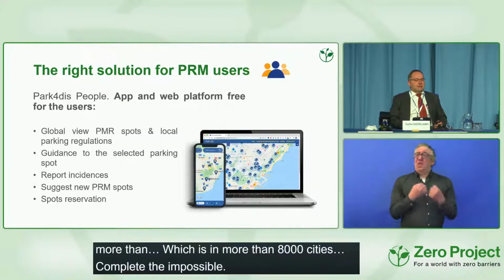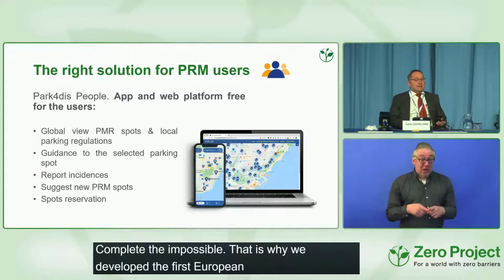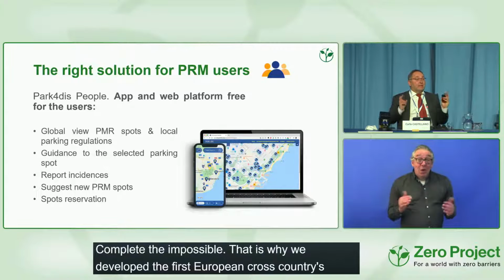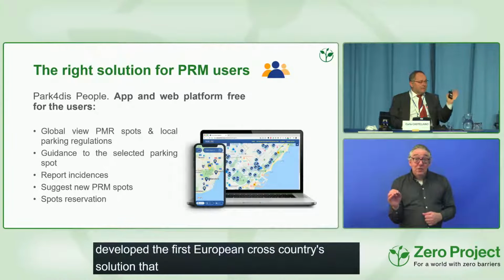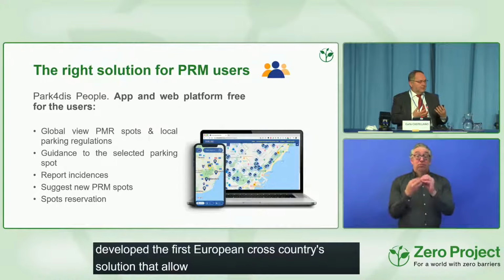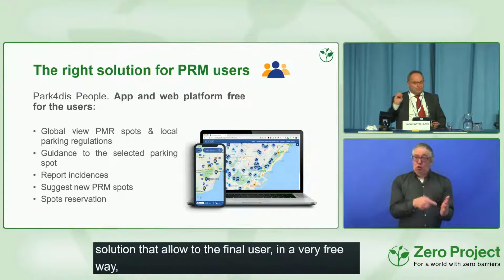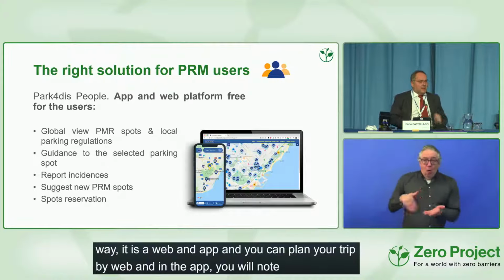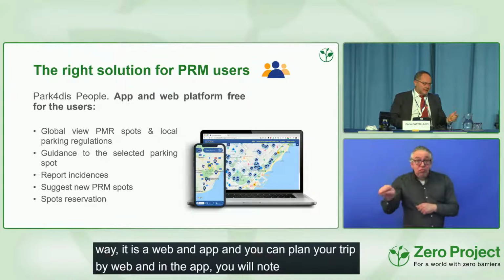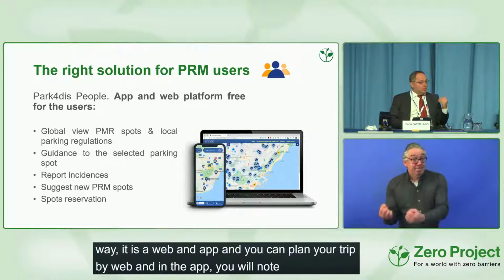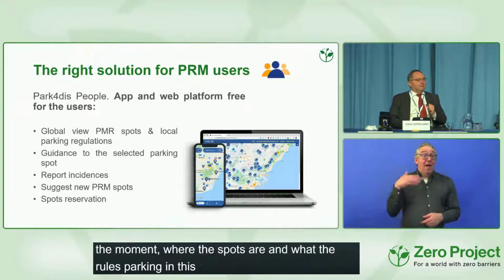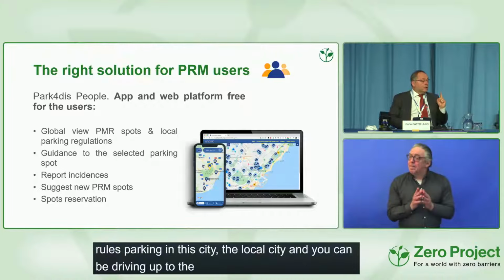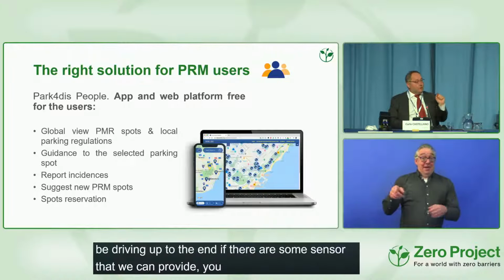countries solution that allows the final user to move in a very free way. It's a web and app. You can plan your trip by web, and then with your app, you know at whatever moment where the spots are, and which are the rules to park in the local city. You can be driving up there, and if there are some sensors that we can provide, you can also know if they are available or not, or you can reserve, you can book for a while.